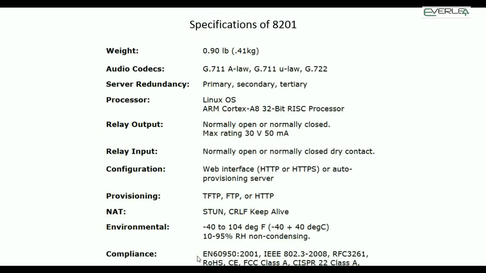Specifications. It's 0.4 of a kg. Audio codecs are G711A, G711U, and G722. It's got service redundancy for primary and secondary. If your main voice server fails, the Algo 8201 will roll through to a secondary. So it has a Linux-based operating system. It's got the details there of the processors. Relay output, normally open or normally closed. Maximum rating 30 volts, 50 milliamp.